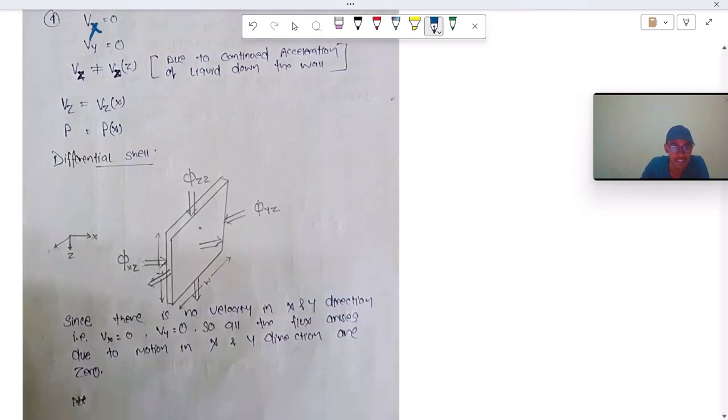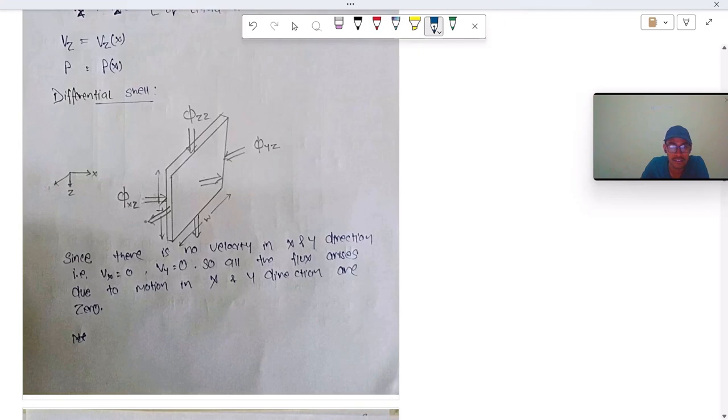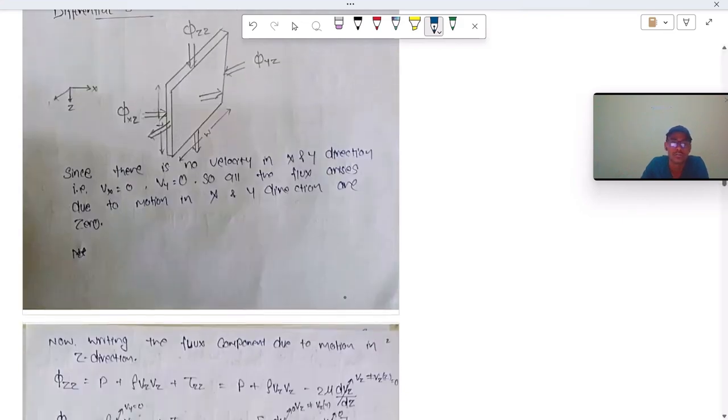This is our differential cell, in which three fluxes arise due to flow in the z direction: phi zz, phi xz, and phi yz. Since there is no velocity in the x and y directions, that is Vx is equal to 0 and Vy is equal to 0, all the fluxes arising due to motion in the x and y directions are considered to be 0.